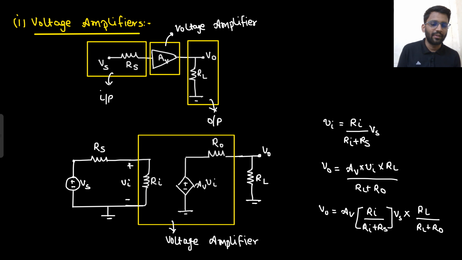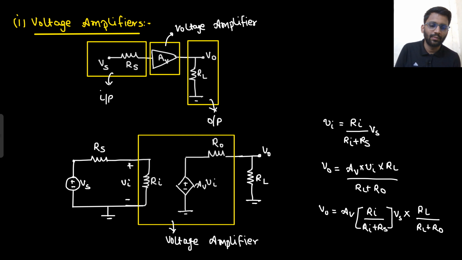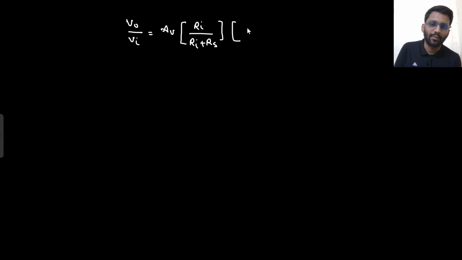So what do you get as V naught by Vs? What is your total gain? The total gain is the gain applied by the amplifier, AV, into Rin upon Rin plus Rs, into RL upon RL plus R naught. So this is the gain you are getting.